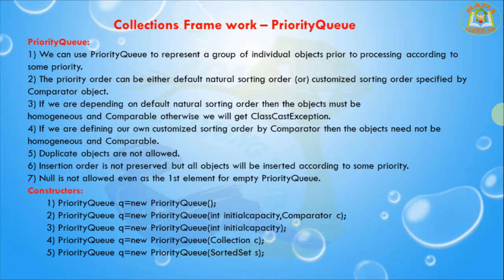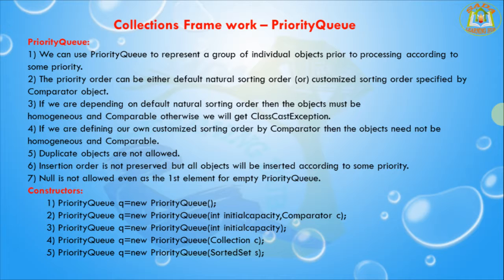If we are depending on the default natural sorting order, then the objects must be homogeneous and comparable, otherwise we will get a ClassCastException. If we are defining our own customized sorting order by Comparator, then the objects need not be homogeneous and comparable. Duplicate objects are not allowed in the PriorityQueue. Insertion order is not preserved, but all objects will be inserted according to some priority. Null is not allowed even as the first element for an empty PriorityQueue.